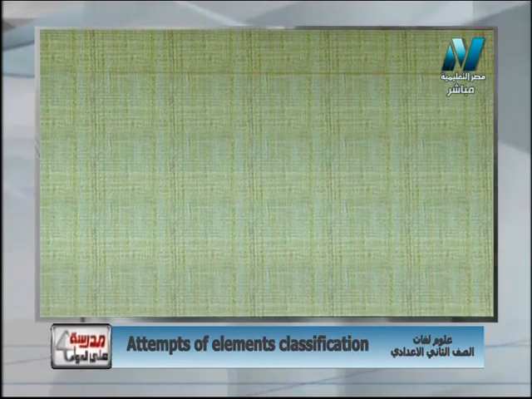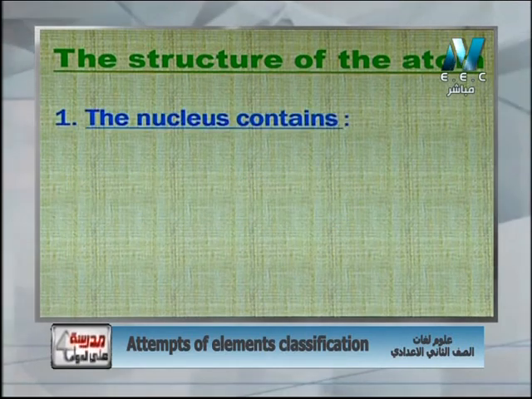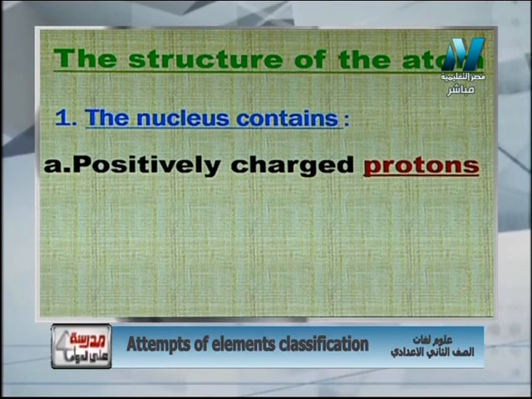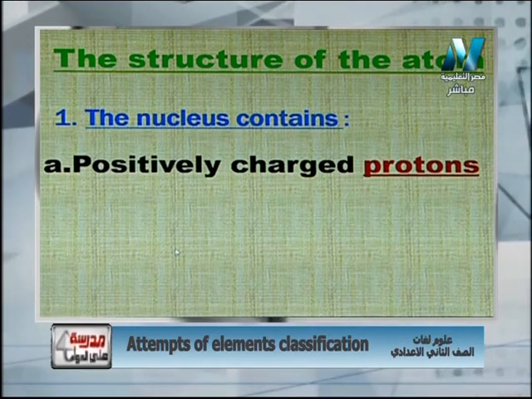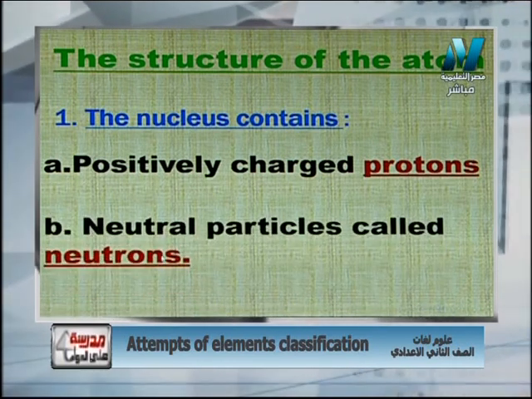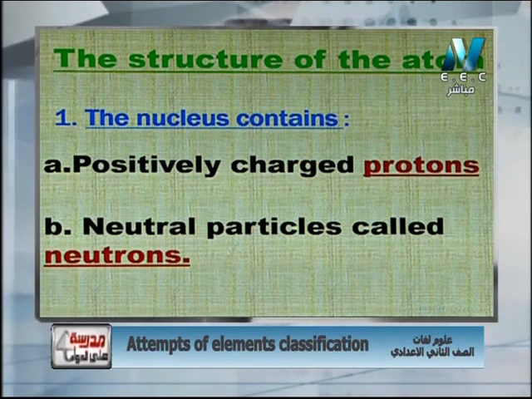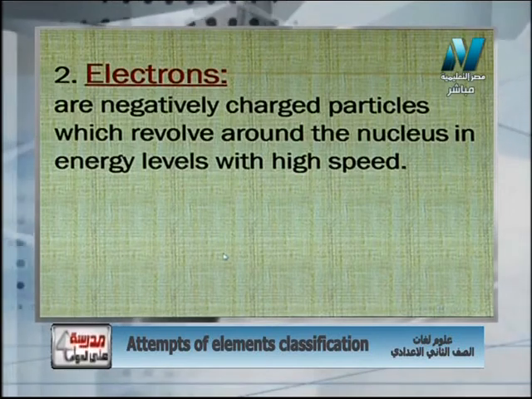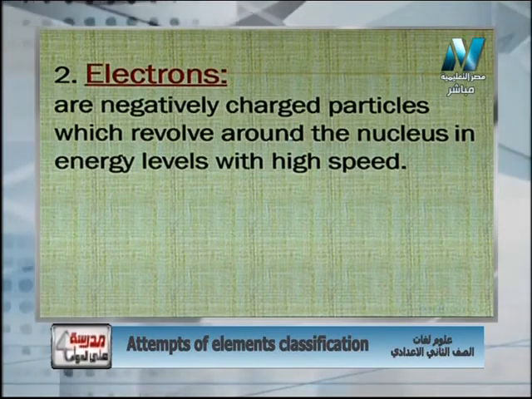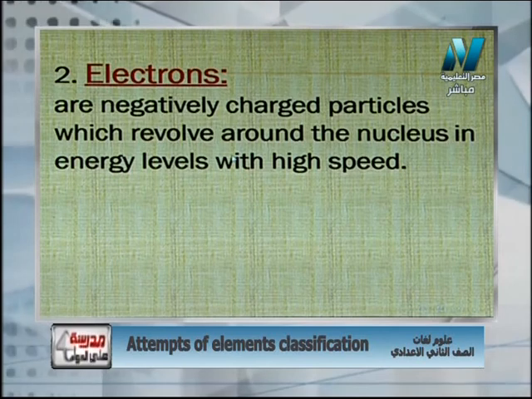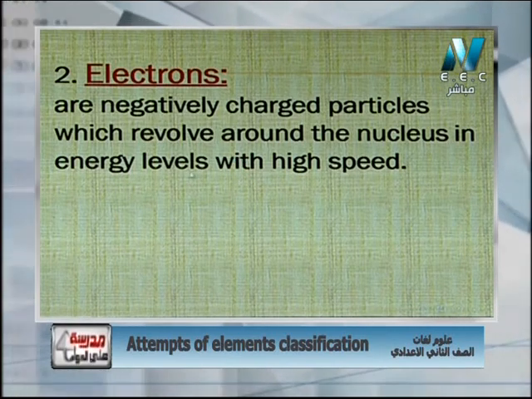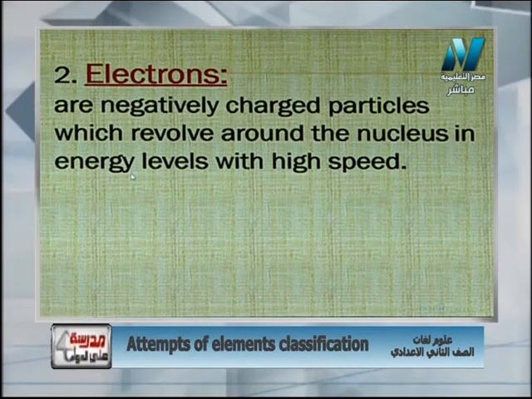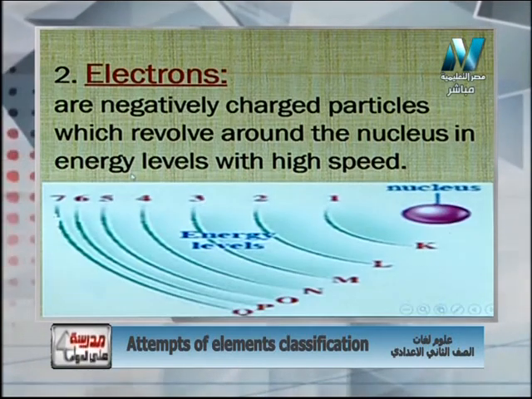Okay, together, the structure of the atom. We said the nucleus contains what? It contains positively charged protons, and neutral particles called neutrons. Then electrons are negatively charged particles which revolve around the nucleus in energy levels. And what's an energy level? It is the imaginary paths in which they revolve. This is how they look.